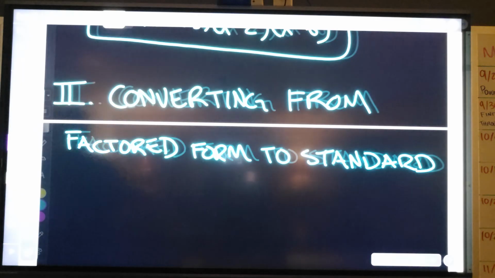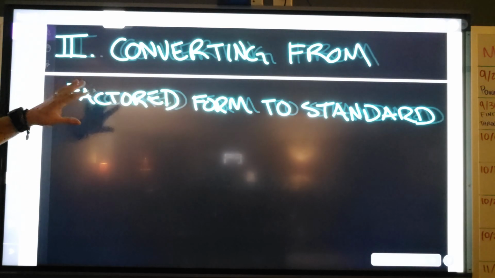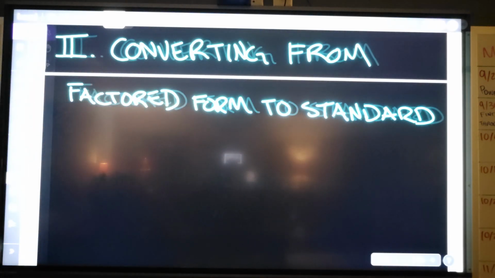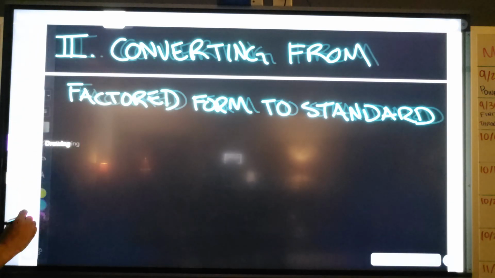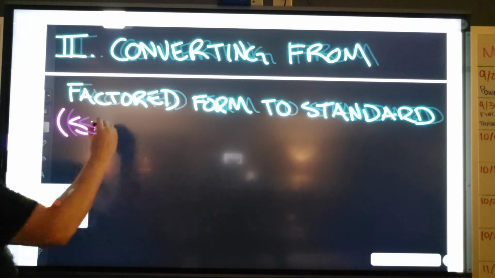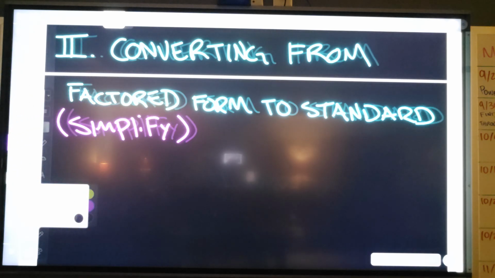When I was a student, it didn't make sense to me why we had all these different forms. Now that I know math better, it's because they all do different things. This one is good for certain things, this one's good for other things, and with both of them together, you get the whole picture. So here's how it works. The steps, all you need to do is simplify. If you simplify factored form, it automatically converts into standard form.